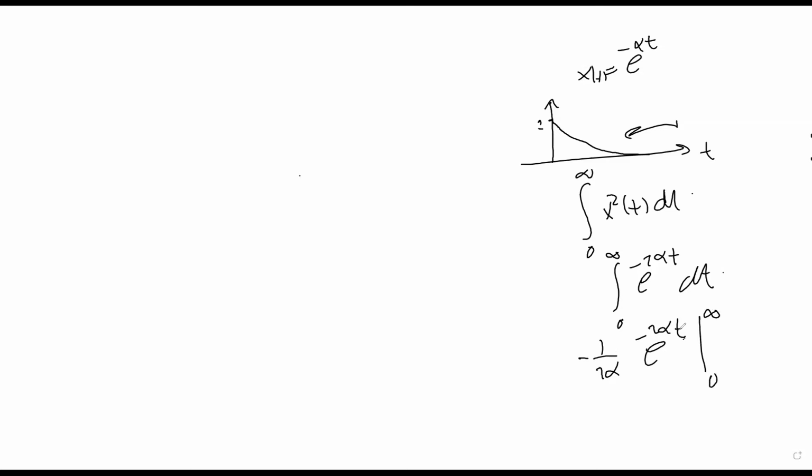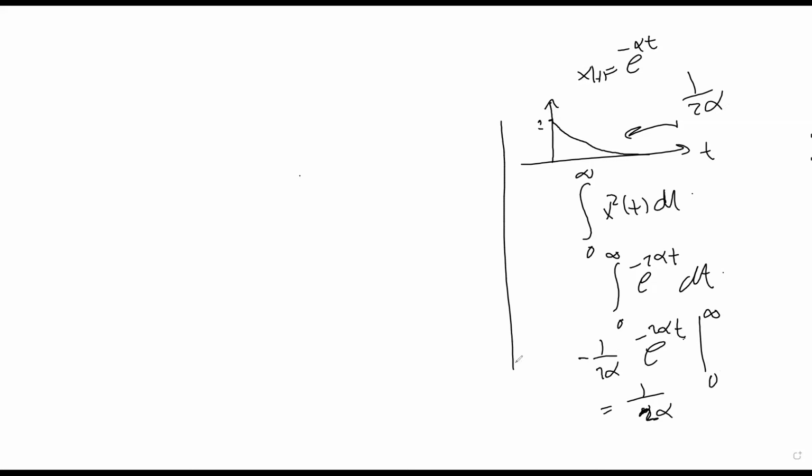At infinity it equals minus 1 times 0, which is 0, and minus at 0 equals 1, so it will be minus 1 with the sign. So the result will be 1 divided by 2 alpha. So the energy in this signal is 1 divided by 2 alpha. This signal, we call an energy signal.